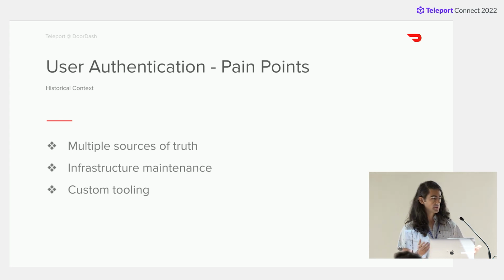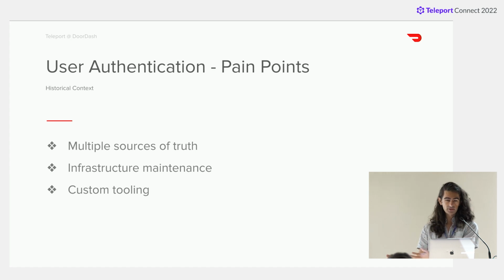Some pain points here, as I mentioned on the SSH side: multiple sources of truth for our keys. Not great to have a repo full of keys and then some Terraform where public keys are managed, and then some, say, user data where we're configuring authorized keys. So a lot of different places where these things are set up.